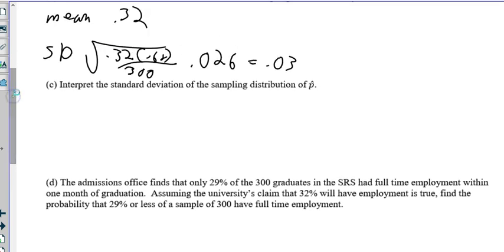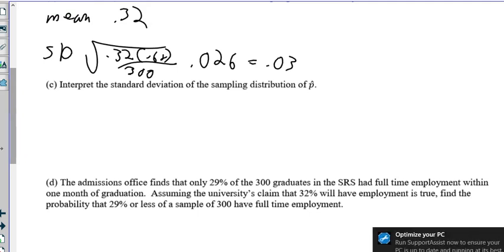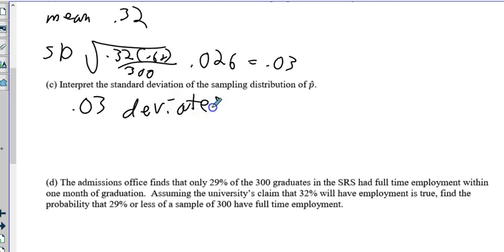So this one is just like the previous one we answered. What does the 0.03 mean? It means 0.03 deviates from the mean. Similar answer: 3% deviates from the mean. So if it starts at 32%, it's going to go up 35, 38, 41. And it's going to go down likewise: 29, 26, 23%.